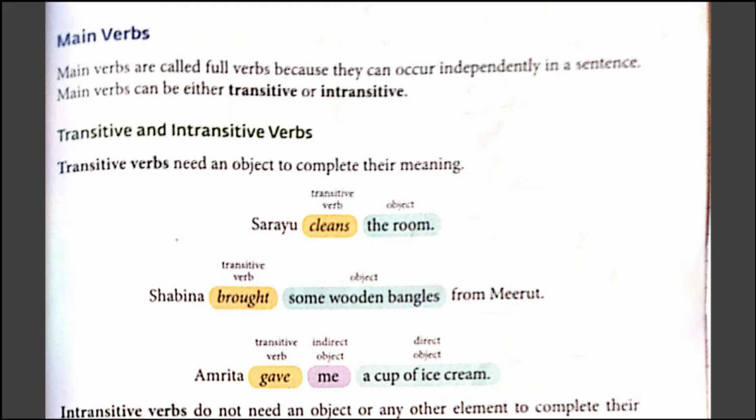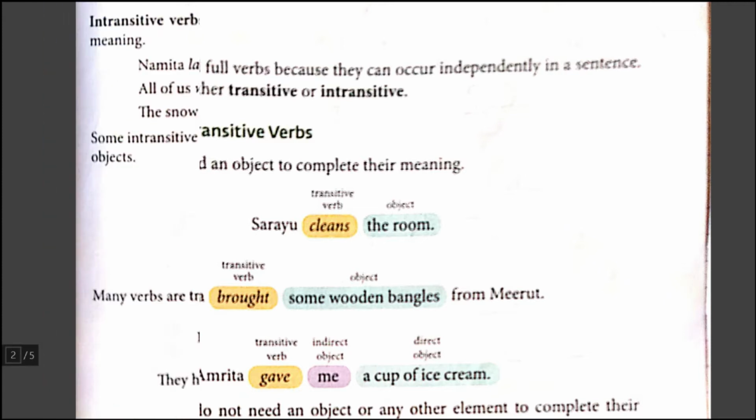Now let's go for detail on intransitive verbs. Intransitive verbs do not need an object or any other element to complete their meaning. So here it doesn't require one. Students, when you are doing transitive sentences, catch the verb and ask the question what, who or whom. And if you get the answer, then it is transitive. But if you ask the question where, when, or how, and you get the answer, then that is intransitive.